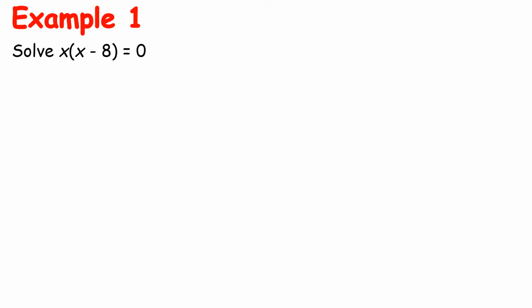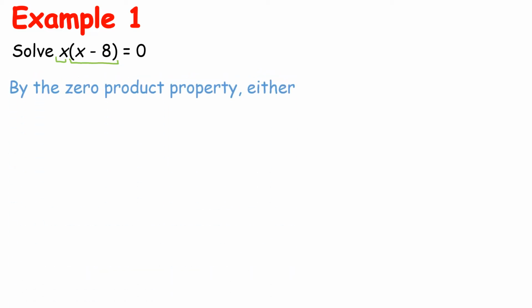Basically, the two things that are multiplied together, the first thing is x, and it's multiplied by the bracket. Each one of those pieces is called a factor. So by the zero product property, we let each factor equal 0. So either x equals 0 or x - 8 equals 0. Now, the first answer is x equals 0. But what is our second answer if x - 8 equals 0?